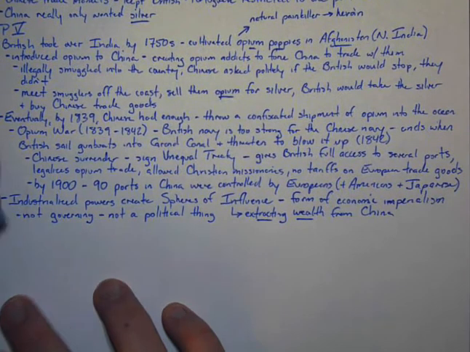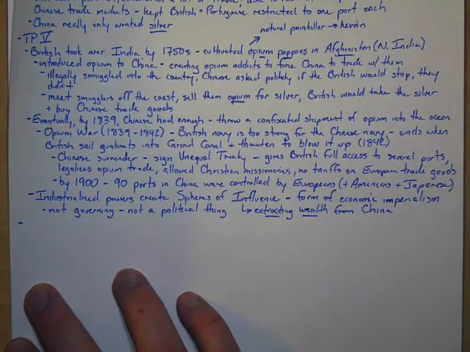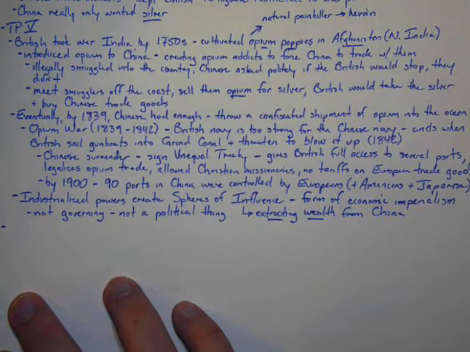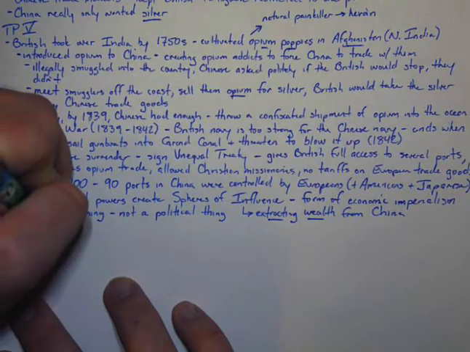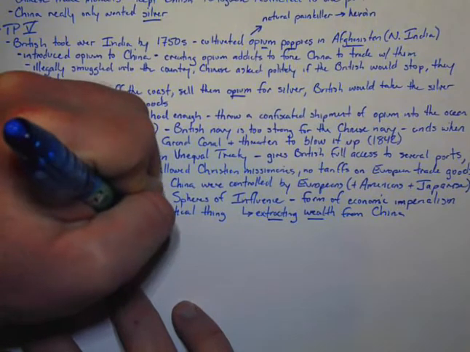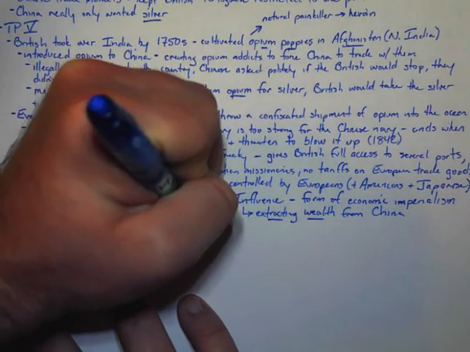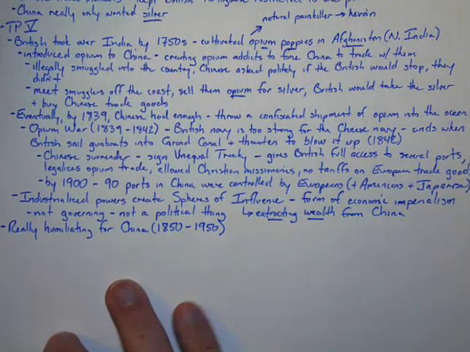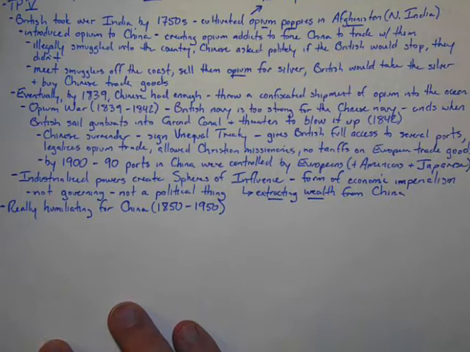Now, this was particularly humiliating for the Chinese, who always viewed themselves as the superior people. So this was really humiliating for China. And really, the period from about 1850 to about 1950 is a century of humiliation for China. And they're really only starting to recover from it within the past few decades.